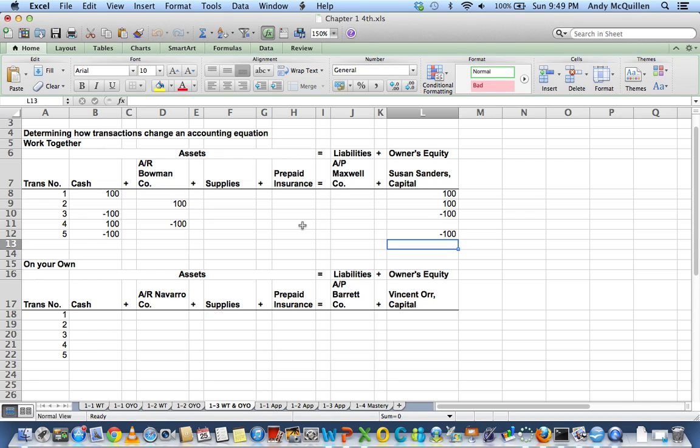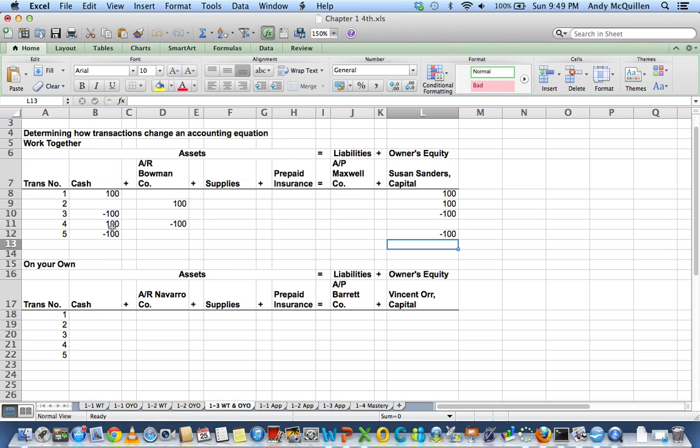Number 4, received cash on account from Bowman Company. What happened here was they are paying us the cash that they owed us. So the accounts receivable Bowman Company went down and our cash went up.